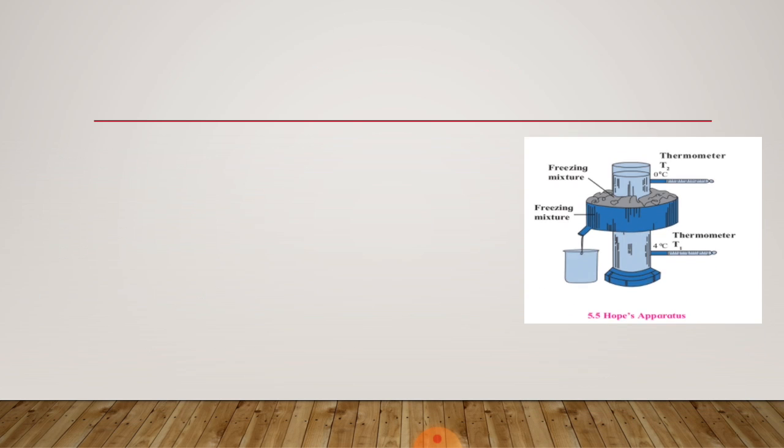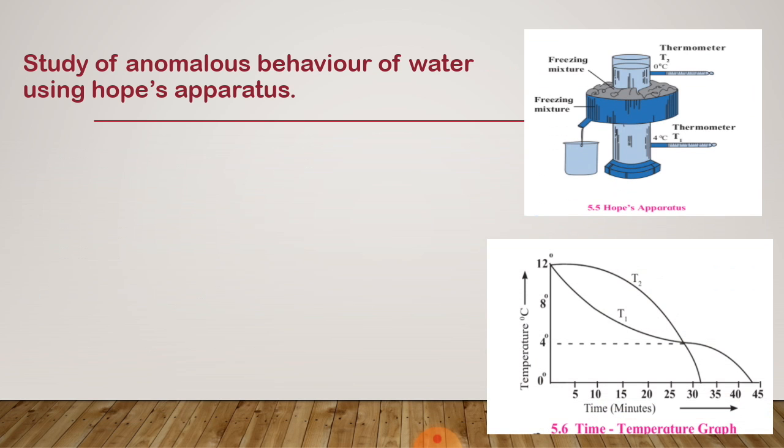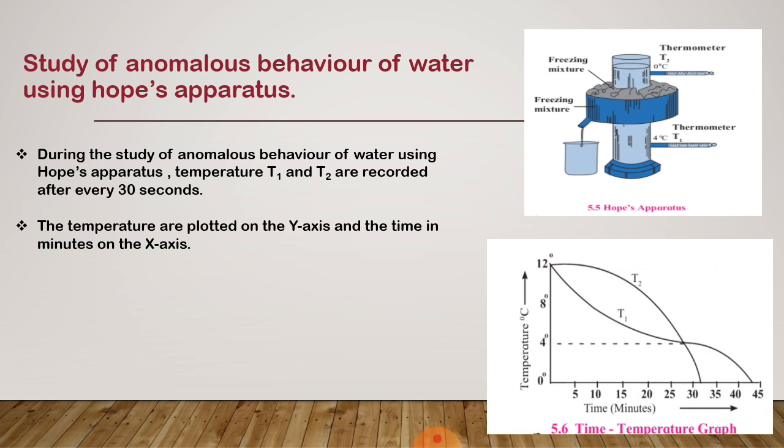Okay, yes, then we have seen the study of anomalous behavior of water using Hope's apparatus. Okay, so we have seen what this mixture is; this is called as freezing mixture. Okay, this is a thermometer. Okay, then what are all these things called, that we have seen in our day-to-day revision, day-to-day lectures, in the day-to-day tutorial videos. So this part we have learned thoroughly in our tutorial videos. Okay, this is just a quick revision.